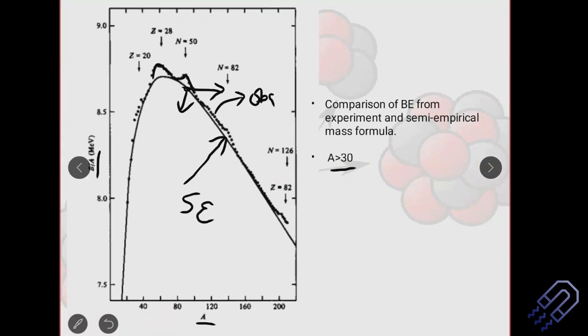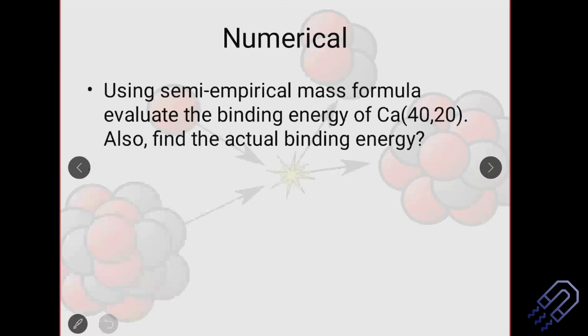Next, you have to find out the actual binding energy. How do I find out the actual binding energy? It's very simple, the same thing we are going to do. We are going to just find out the mass difference. So you take the mass of proton multiplied by 20 plus the mass of neutron multiplied by 20, find out the answer, and then find out the mass of calcium.